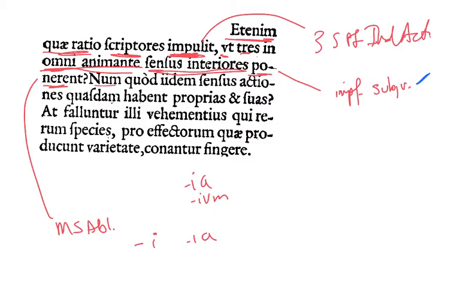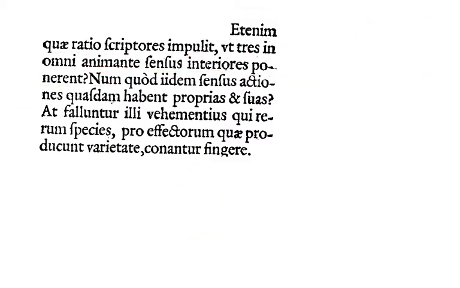He continues now with the num clause. Num asks a rhetorical question, expecting the answer no. And so he says, surely it was not because the same senses, iidem sensus, possess, habent, certain actions that are unique and their own, proprias et suas. Idem here can also be seen as idem, like this. Either way, it's long. This is the masculine, plural, and nominative, meaning the same. Surely not because the same senses possess certain actions that are belonging to them, unique, and their own.